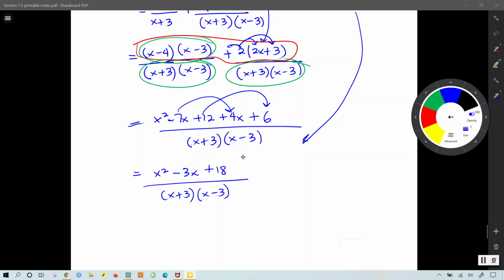What we find out eventually is that the top will not factor any further. So, as it stands, this is our final answer.